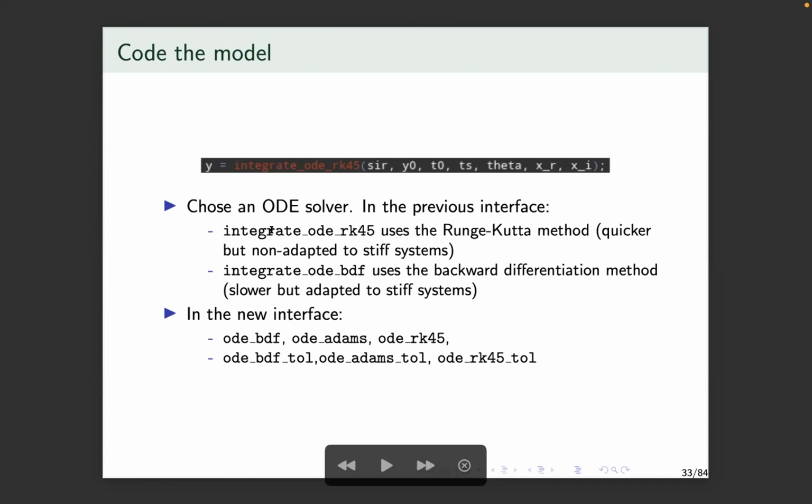And so, as I mentioned before, there were 2 solvers, ODE RK45 and ODE BDF, one of them for stiff systems and the other one for non-stiff systems. Now there are other interfaces available as well. So ODE ITEMS and 3 of them with tolerances. Maybe Charles can say a word later about them.